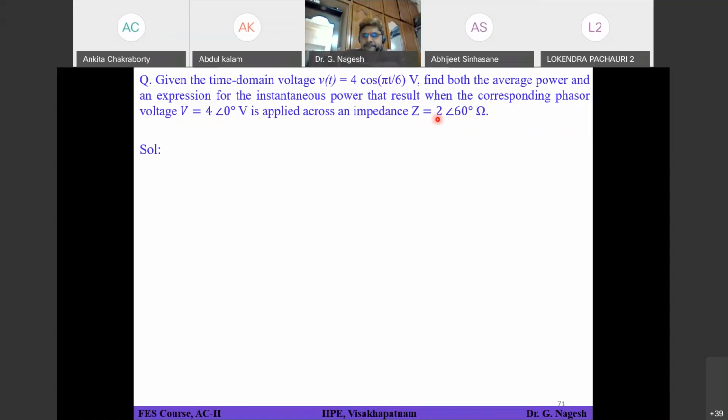Sir, average power is equal to 2. Okay, 2 watt. What is the expression for instantaneous power? 8 cos pi t by 6 into cos of pi t by 6 minus 60, and splitting into two terms, it will become 4 cos 60 plus 4 cos of 2 pi t by 6 minus 60. Okay, maybe something similar to that. We will see that step by step.